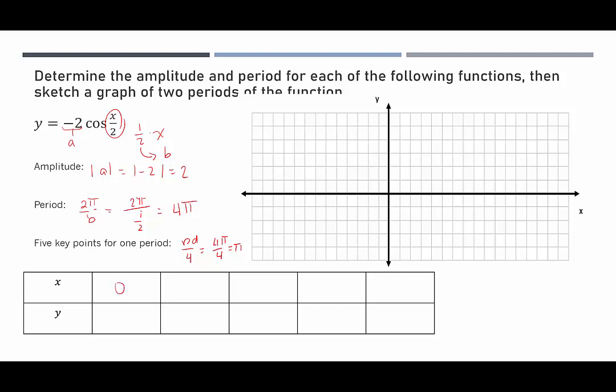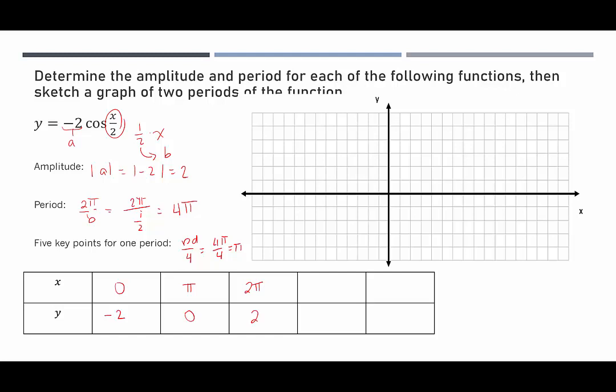We're going to start at 0. And remember, this one's a little bit tricky. So normally cosine is 0, 1. But because of the change in amplitude and the fact that a is negative, we're actually starting at -2. Then we're going to go pi units because we're going to add pi, and then it would go up to 0. We're going to add pi again. That's going to be 2 pi.